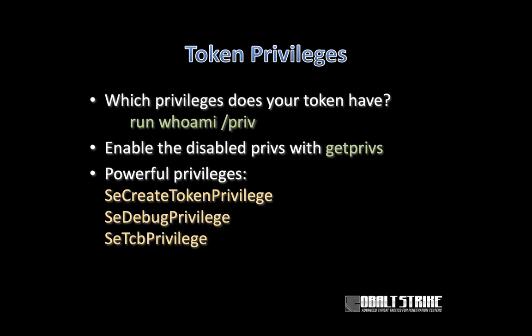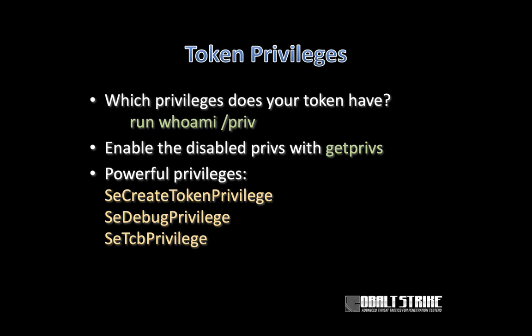To take on the full set of privileges possible in your token, use the get privs command in Beacon. This is one form of escalating from a high integrity context where you have a lot of rights, but not the full set of rights available to you. Three privileges you want to look for are SeCreateTokenPrivilege, SeDebugPrivilege, and SeTcbPrivilege.